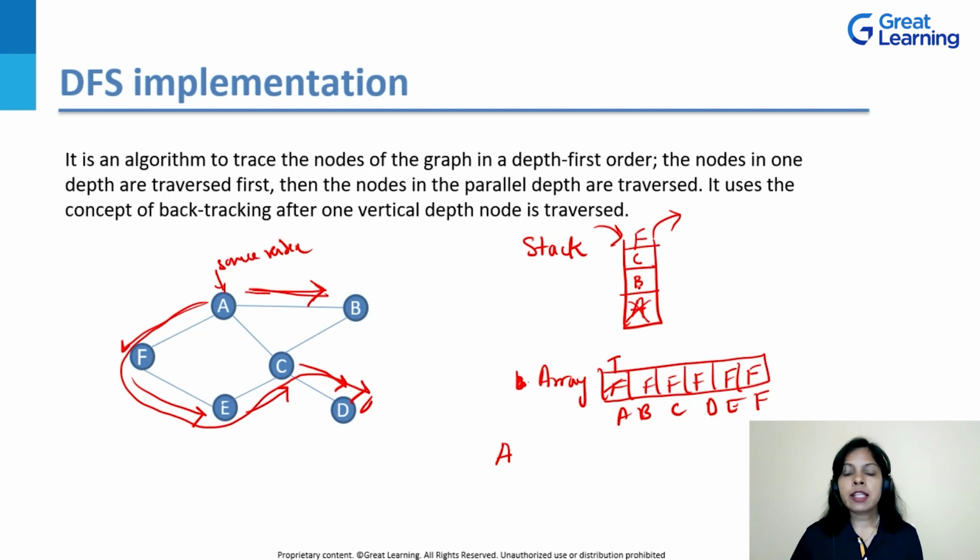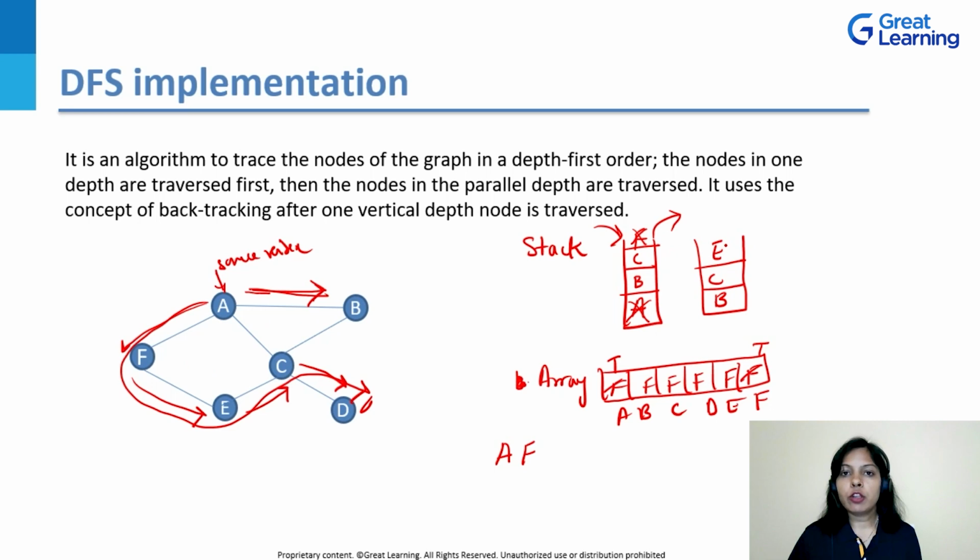Now next element to be deleted will be F, because we delete from the topmost. So okay, F will be deleted. F will be marked as true over here and F will be placed over here as well. Okay. Now which are connected to F? E and A. A is already visited, so we'll not insert A again. Next is E. So we'll insert E into the stack. So our stack is going to look like something like this. B, C and E. E will be inserted.